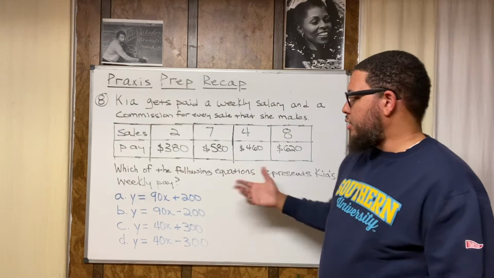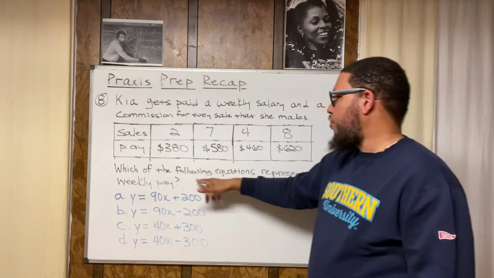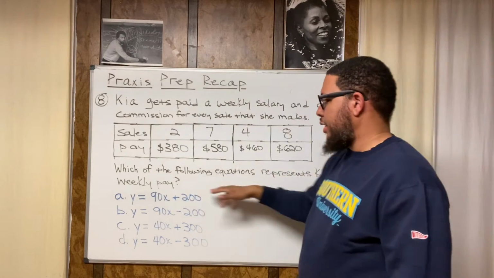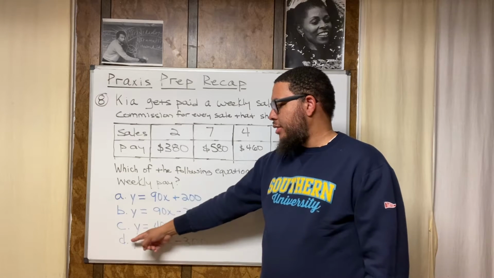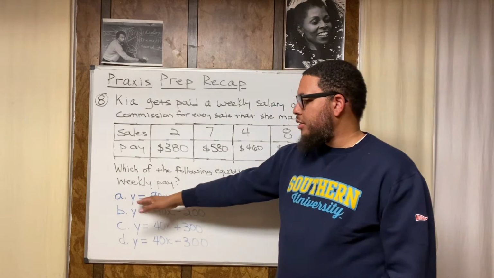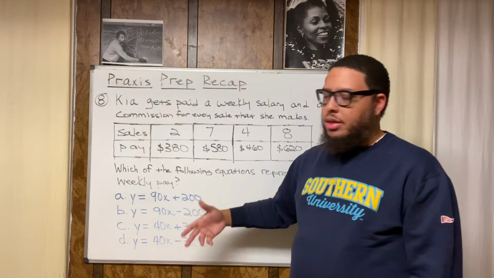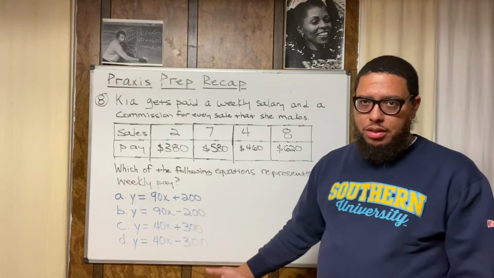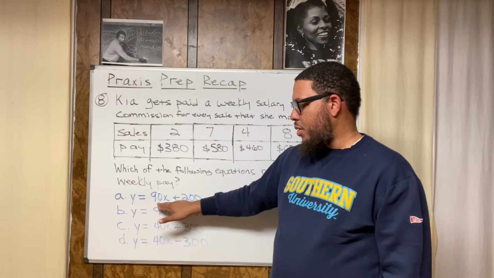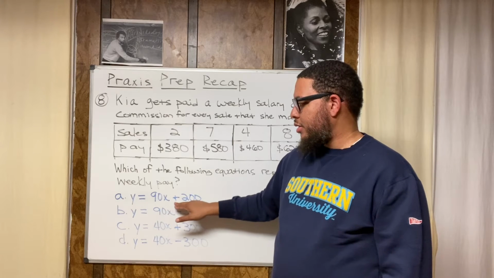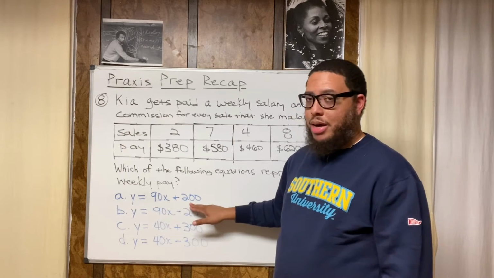All right. Now let's look at the question though. Which of the following equations represents Kia's weekly pay? So we have 4 choices here, choice A, B, C, and D, and we have these different equations. And here they're hitting us with the y equals mx plus b. Y equals m, where m is represented by this number, then your x, your plus sign, and the b is represented by this number, right?